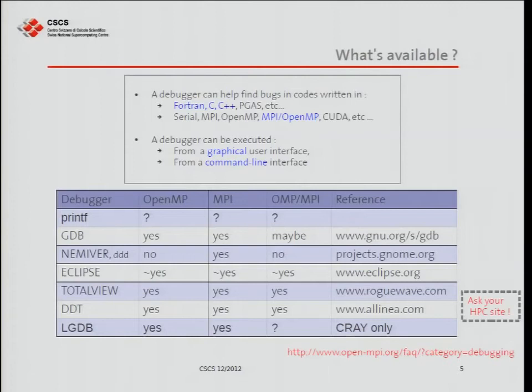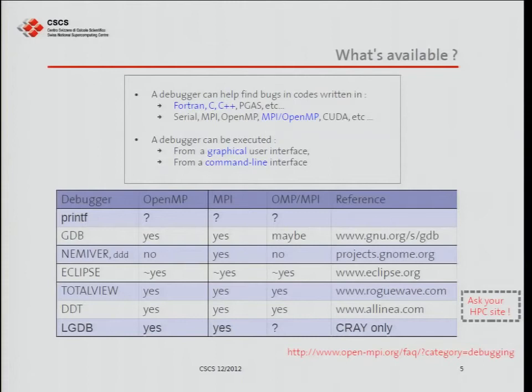But if you have a simple application, you can use the debuggers that come with Linux, for example GDB, or the graphical interfaces on top of GDB, like Nemiver. That's all open source. The commercial debuggers are TotalView from RogueWave and DDT from Allinea. They are very nice and expensive debuggers. They are installed at CSCS, but you can probably ask your site if they want to buy a license for them.